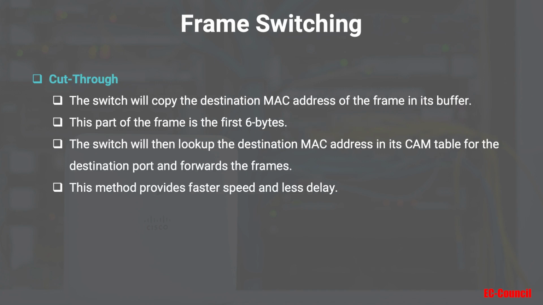Another method is known as cut-through. With cut-through, the switch will copy the destination MAC address of the frame into its buffer. The part of the frame that is copied is the first 6 bytes. The switch will then look up the destination MAC address in its CAM table for the destination port and forward the frame. This method simply provides faster speed and less delay.